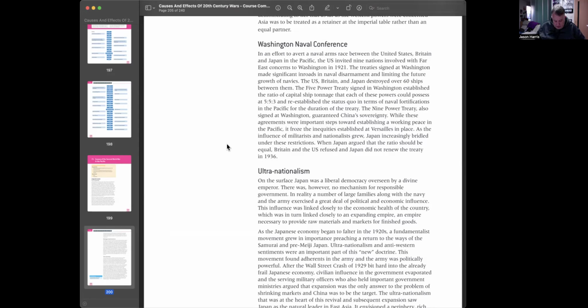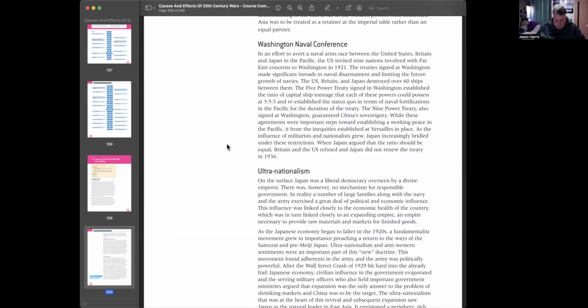The Nine Power Treaty, also signed at Washington, guaranteed China's sovereignty. Sovereignty means they should be in control of their own land and government. Okay, hands off. No foreign power should be able to tell China what to do.